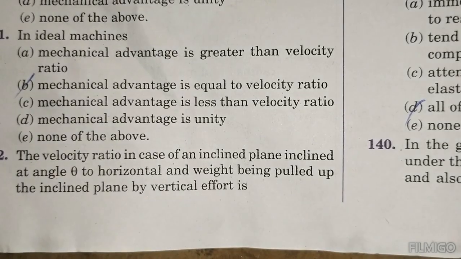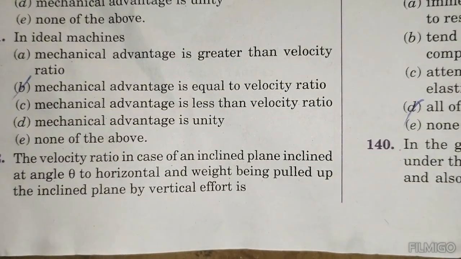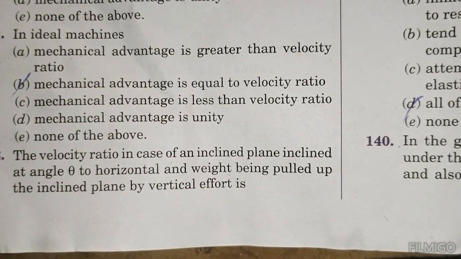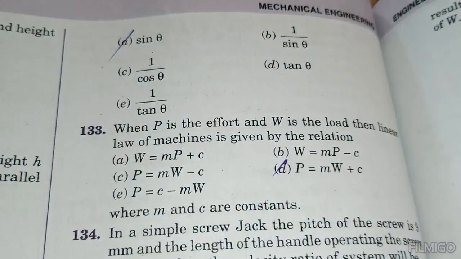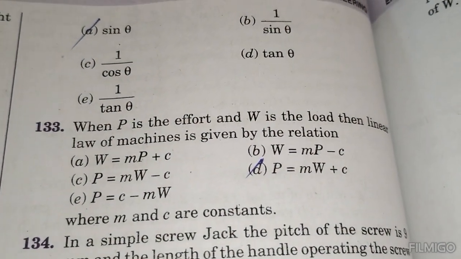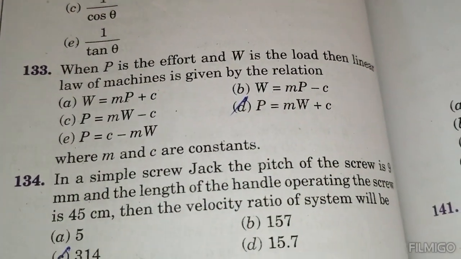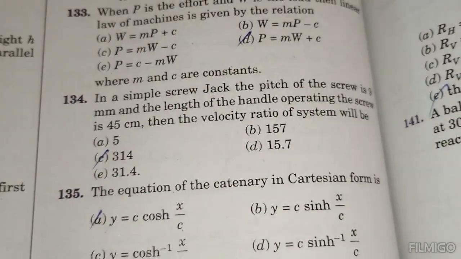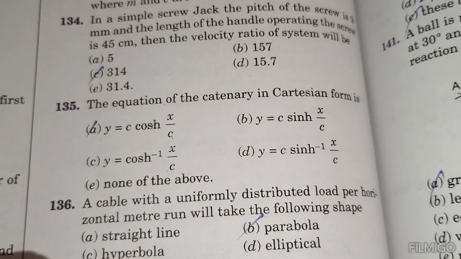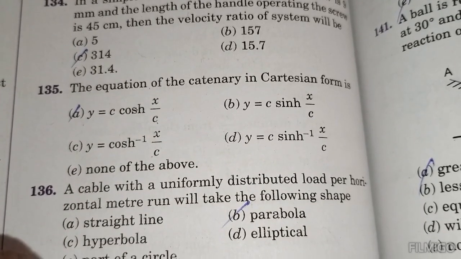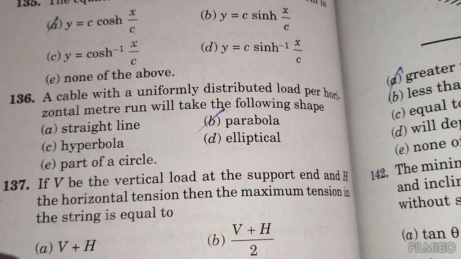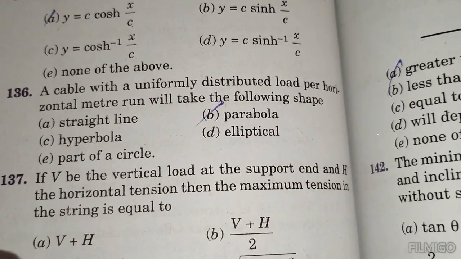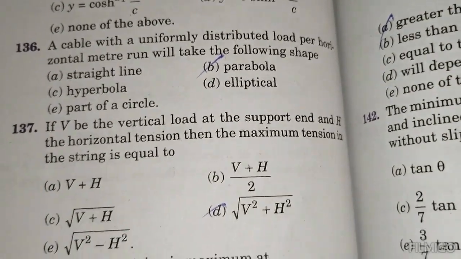The velocity ratio in the case of an inclined plane, inclined at angle theta to the horizontal, with weight being pulled up the inclined plane by a vertical effort, is 1 by sin theta. When P is the effort and W is the load, and the linear motion is given by the relation P is equal to mW plus C, it is called the law of machine. The equation of catenary in Cartesian form is y is equal to c cosh x by c. A cable with uniformly distributed load per horizontal meter run will take the following shape: parabola.